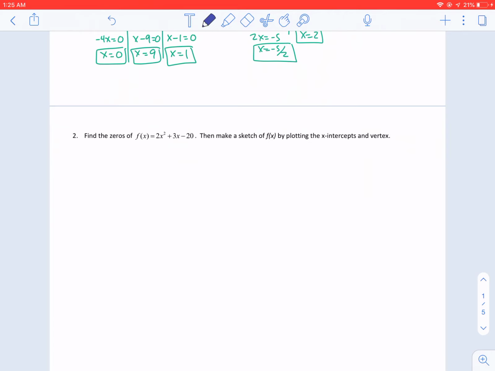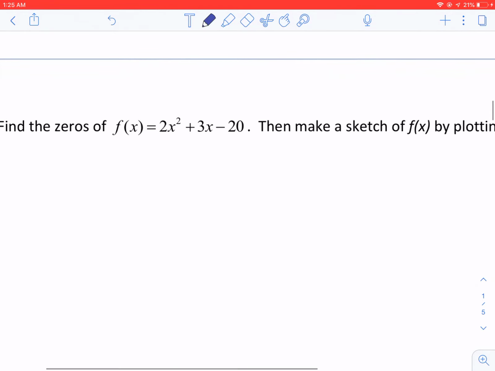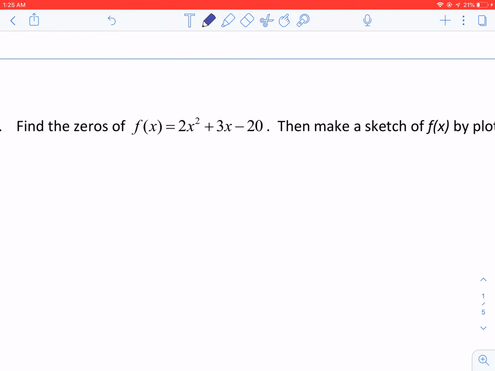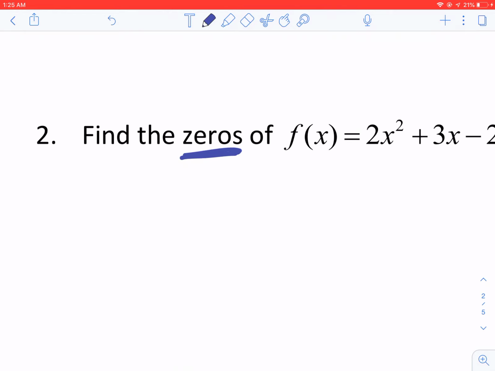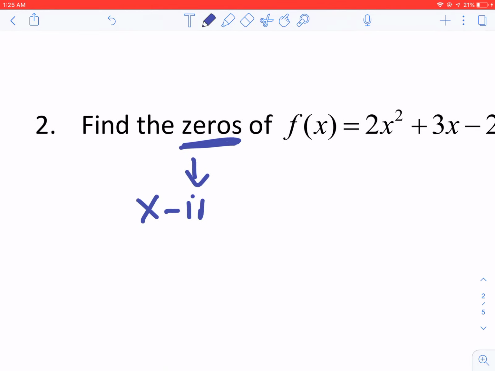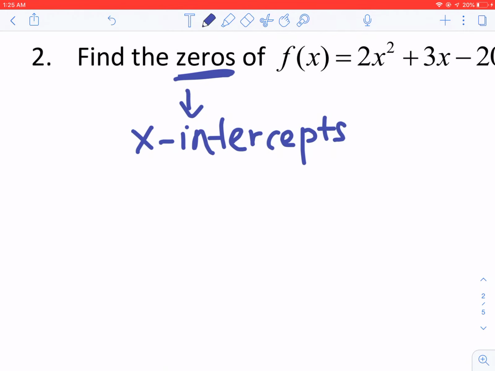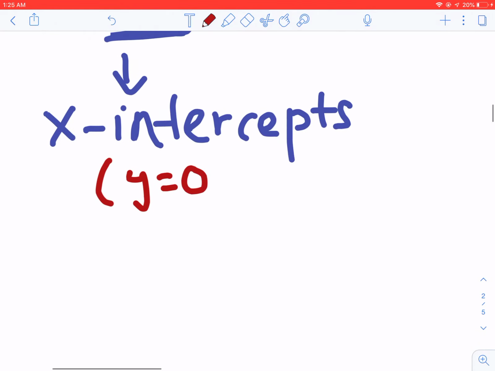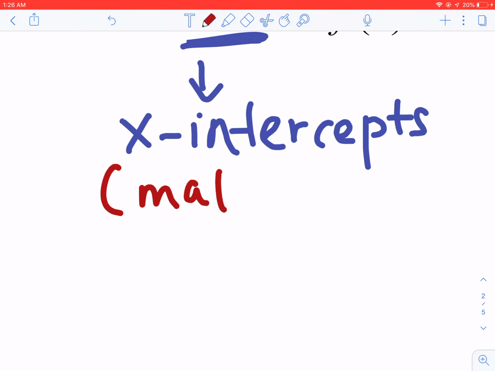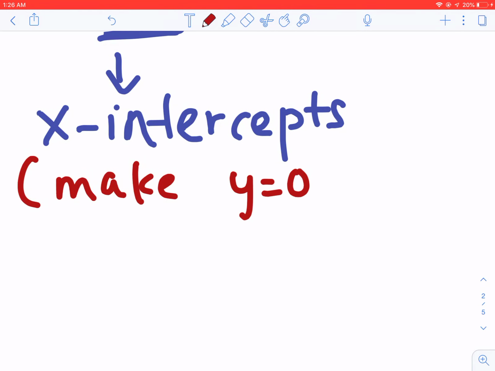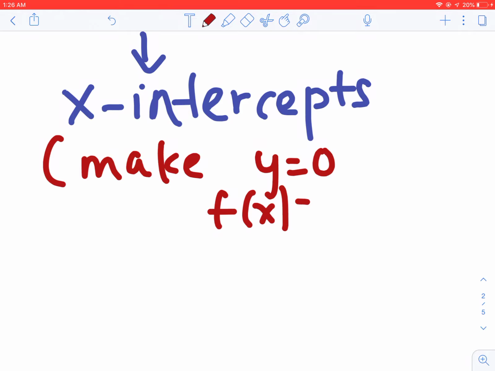So again, let's talk about how we can graph a quadratic equation, like this one. When we want to graph a quadratic, the first step, pretty much all the time, is going to be finding the zeros. And we know another word for zeros is x-intercepts. The way we find x-intercepts or zeros is we make our function equal 0. We make y equal 0, or f of x, our function equals 0. Same thing.